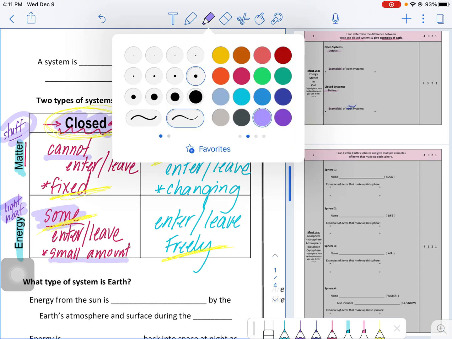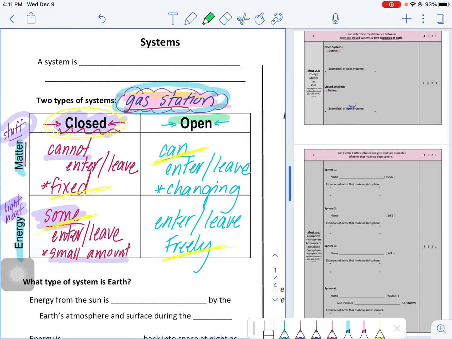Now switch our visual over to when that gas station is open. When it's open for business, the people, the matter, the snacks, that can enter and leave freely, right? It's ever changing. Someone comes in, drops off money, right? The money stays, the goods go. The people themselves are matter. They can enter and leave freely. So in an open system, we're seeing that matter come and go easily.